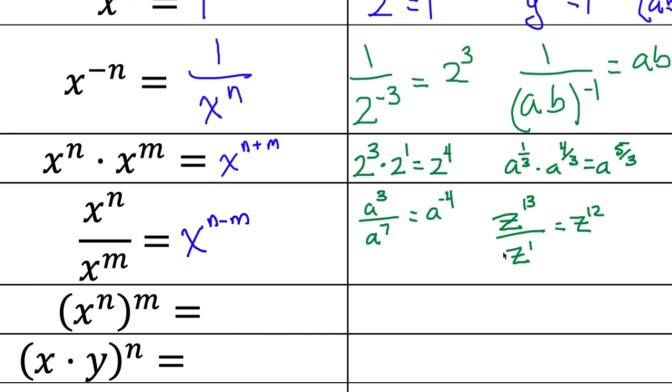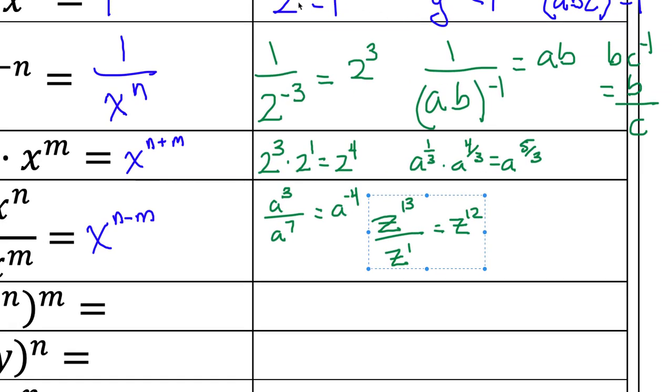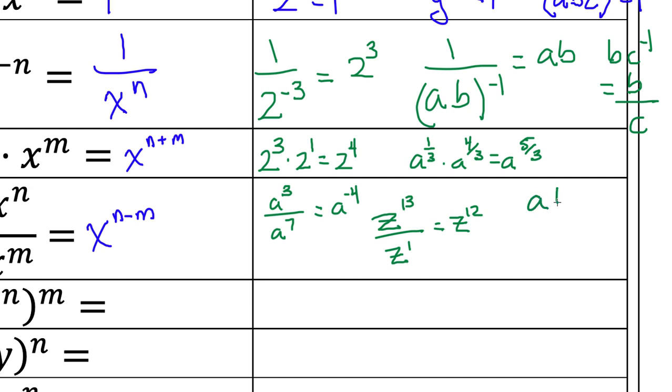An even trickier example I can think of. Let's move this over so I can have some more room. Let's think of a really tricky example. I could do a to the 1st b to the 7th divided by a squared b to the 3rd, and that would equal a to the negative 1, b to the 4. I can subtract twice. 1 minus 2 is negative 1, 7 minus 3 is 4. You can do it at the same time.